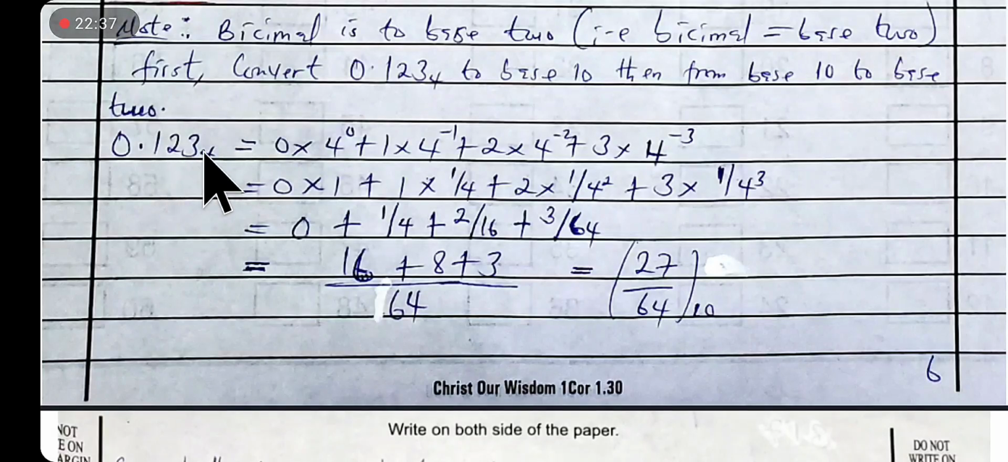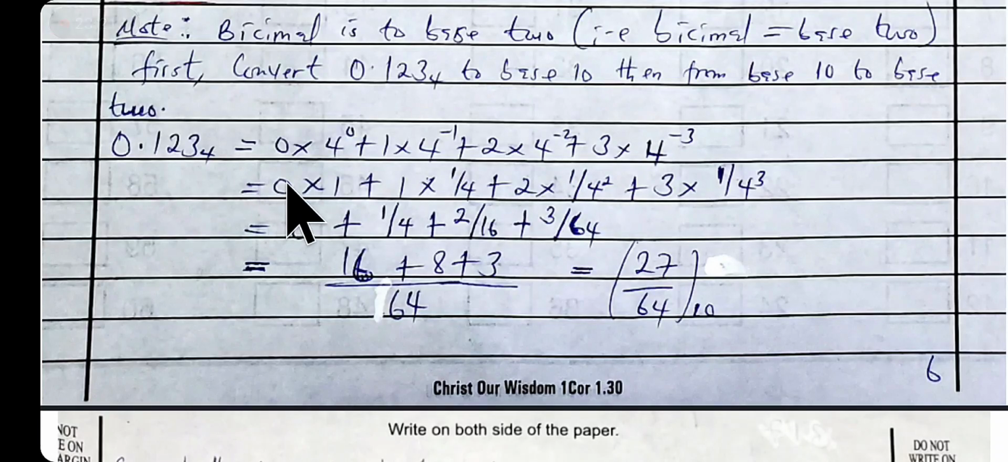So this is the number in base 4. Then to convert this to base 10, we use the expansion method. 0 times 4, plus 1 times 4, plus 2 times 4, plus 3 times 4. Then from here we have the point. The point is in between 0 and 1. So for the 0, the power, we start at 0 to the left. There's no number again there, so it's 0. Then plus, to the right now we have 1. So this 1 times 4, we start with minus 1 because it's now behind the point. Minus 1, minus 2, then minus 3.